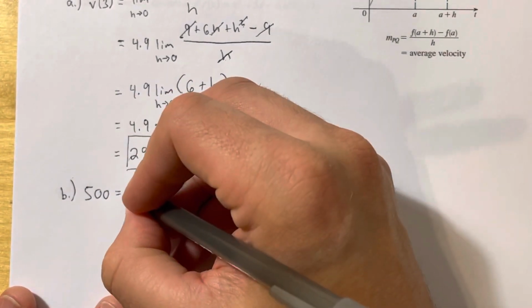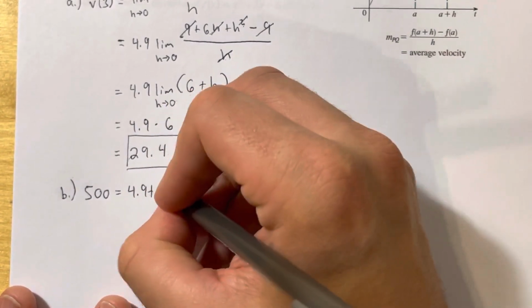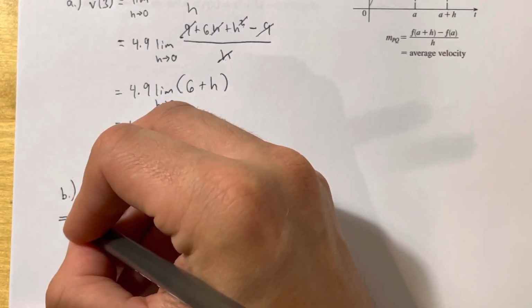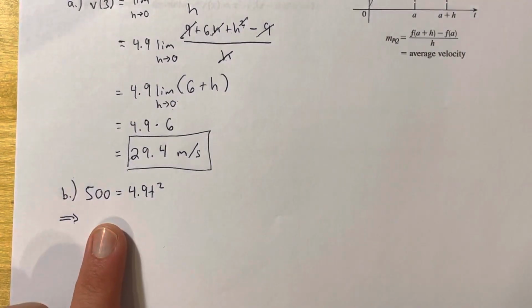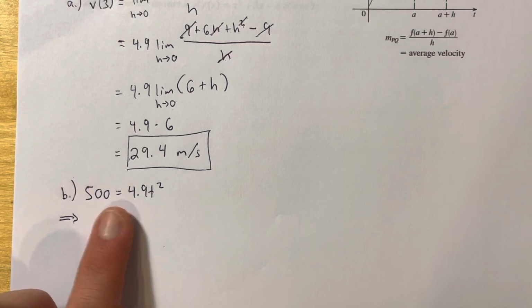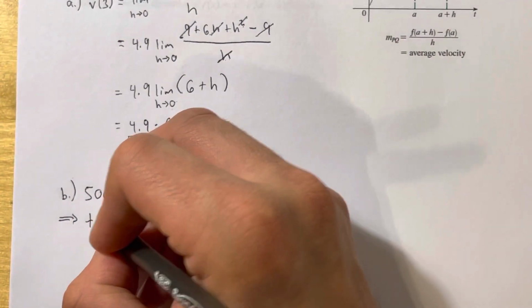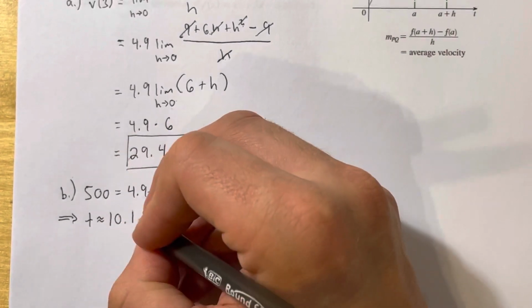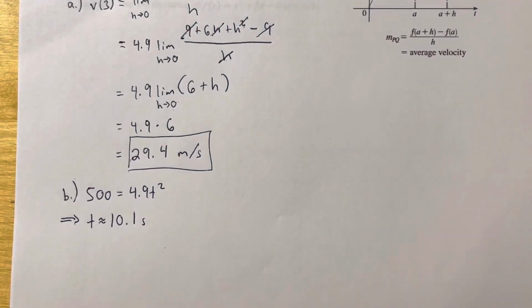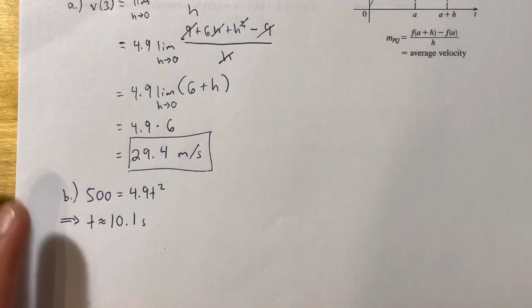500 equals 4.9 t squared. What would t have to be? This is straightforward to solve. Divide both sides by 4.9, take a square root, and we get this. t is approximately 10.1 seconds. Okay, you can verify that. That's a really easy one to solve.